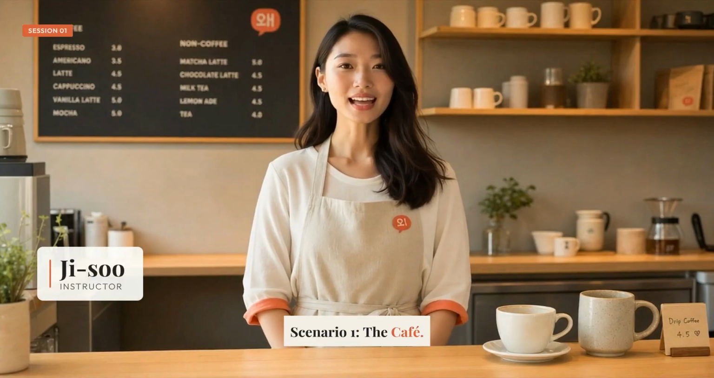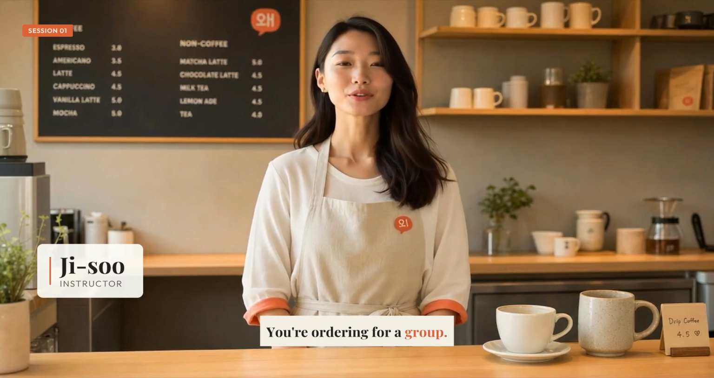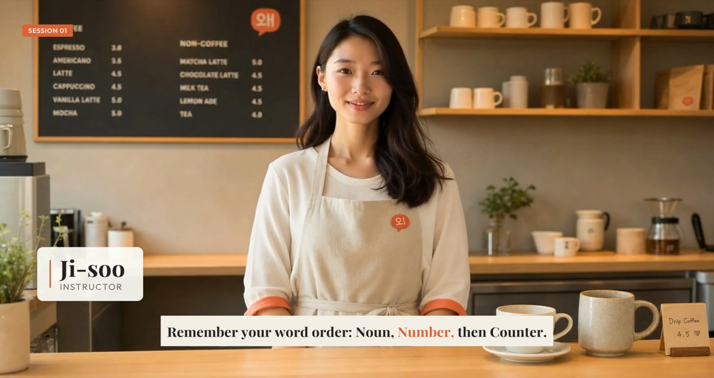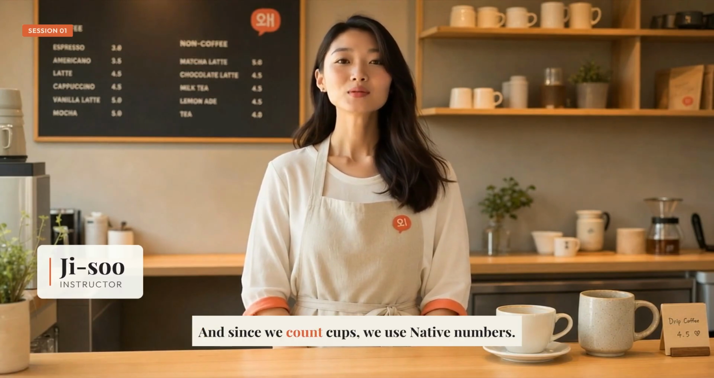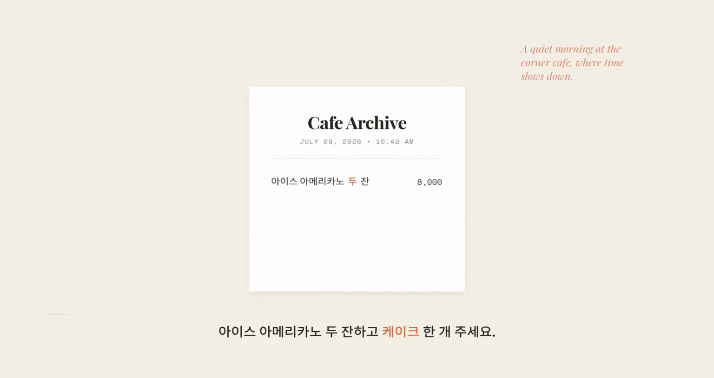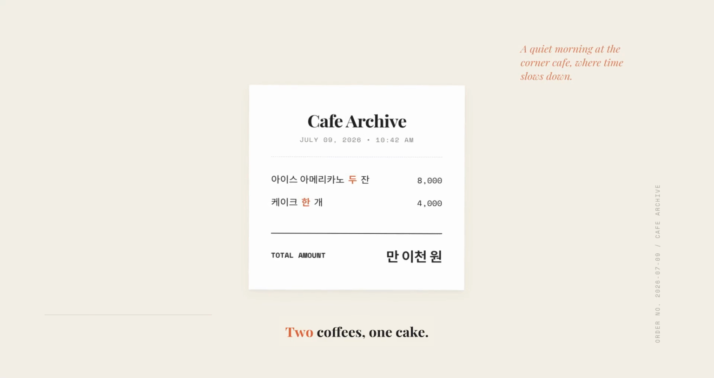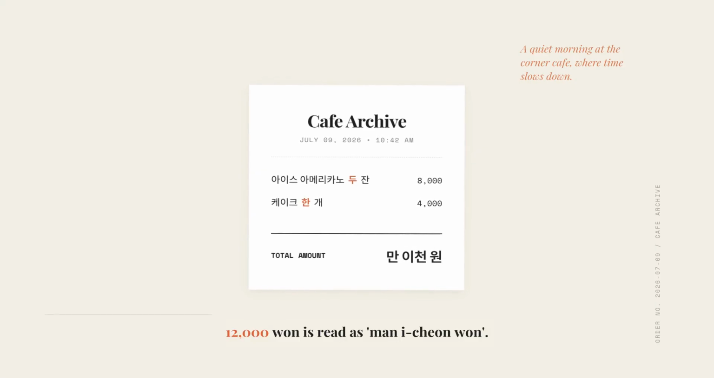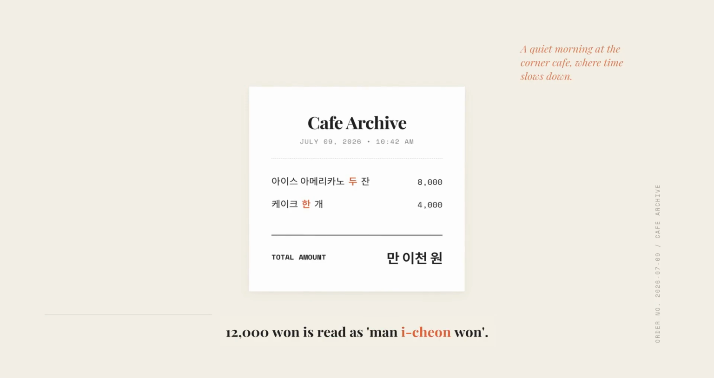Scenario 1. The café. You're ordering for a group. Remember your word order. Noun, number, then counter. And since we count cups, we use native numbers. 아이스 아메리카노 2잔하고 케이크 1개 주세요. 2 coffees, 1 cake. Notice the shapeshifts, 2 and 한. And the price? 12,000원 is read as 12,000원.